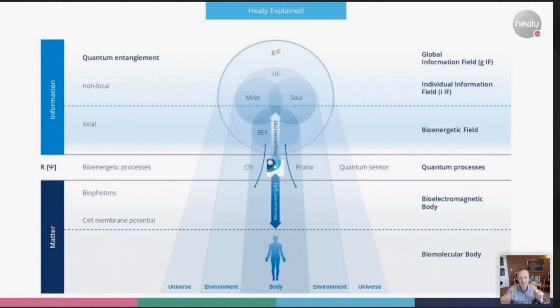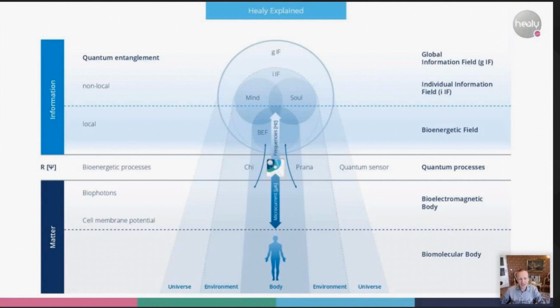What I'm presenting here is not really mainstream science, but it's what's called emerging science. It's on the frontiers of science, but there are many great scientists, also Nobel laureates, who are thinking about this terminology which I'm using here. It's not yet there at the universities, but it's a little ahead of its time. If you look at this picture, maybe in the beginning it looks bewildering, but if you understand the structure, it gives you a clear insight about the ideas and the worldview behind Healy.